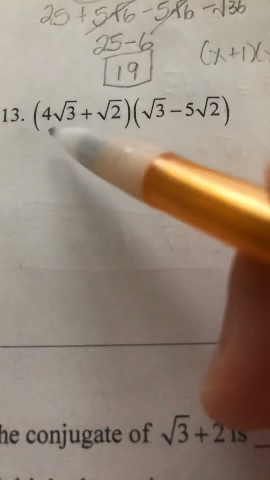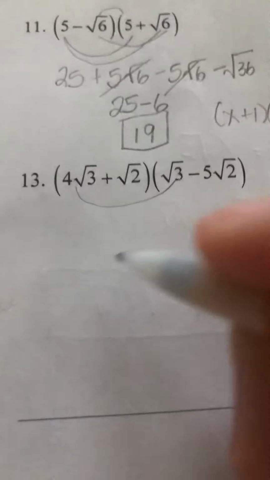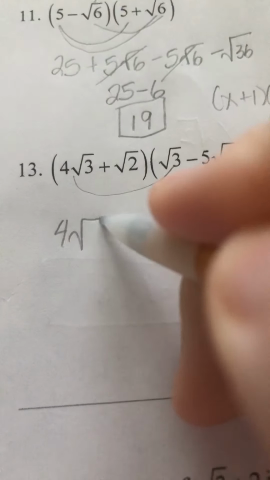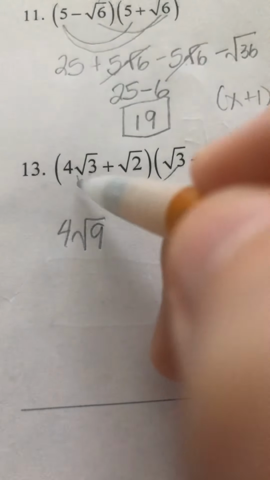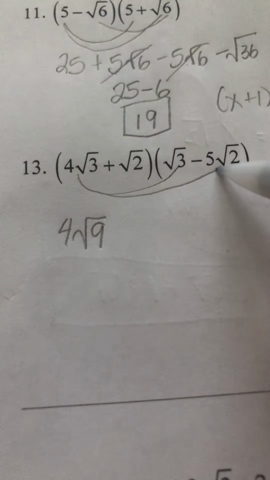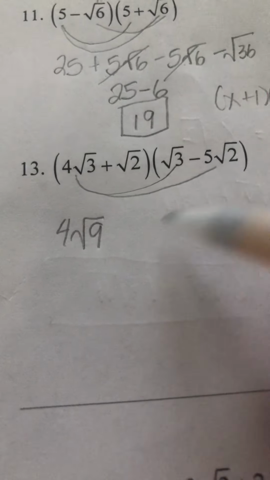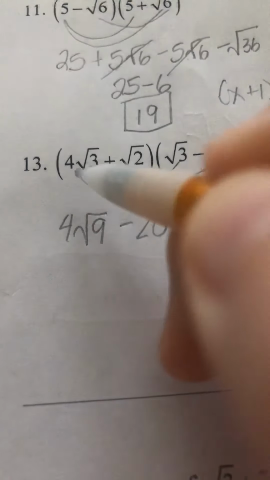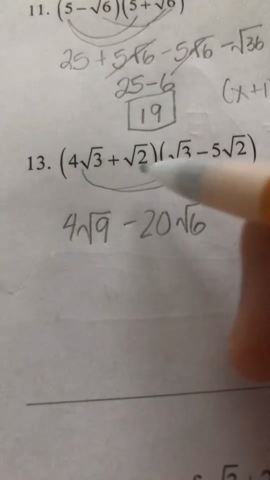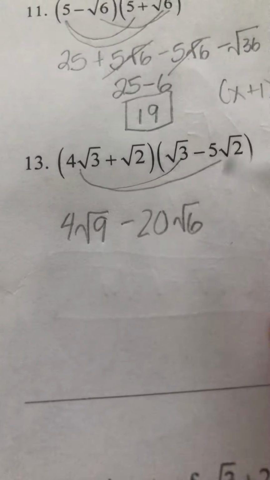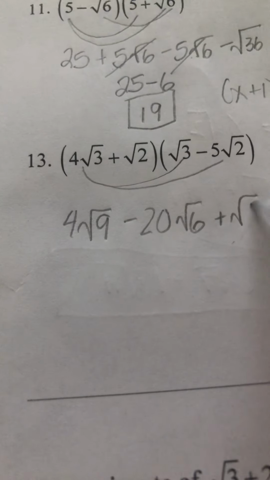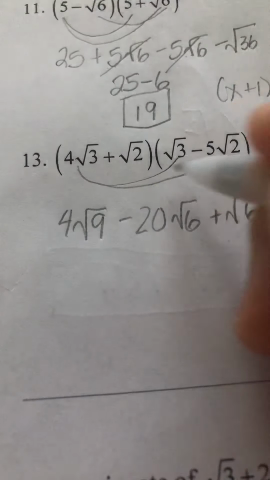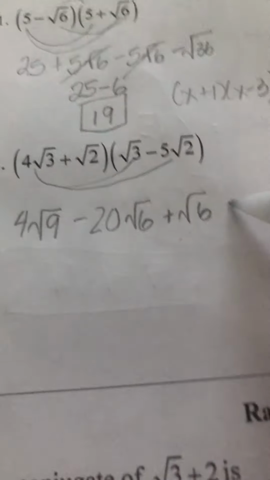So let's see. First, 4 root 9. Multiply what's outside the radicals, multiply what's inside the radicals. Minus 20 root 6. Multiply what's outside, multiply what's inside. Inners plus root 6. And then last, minus 5 root 4.